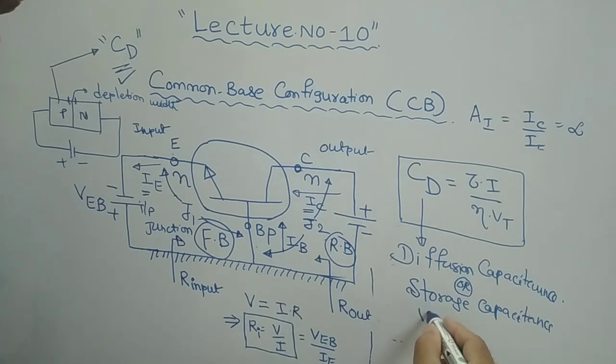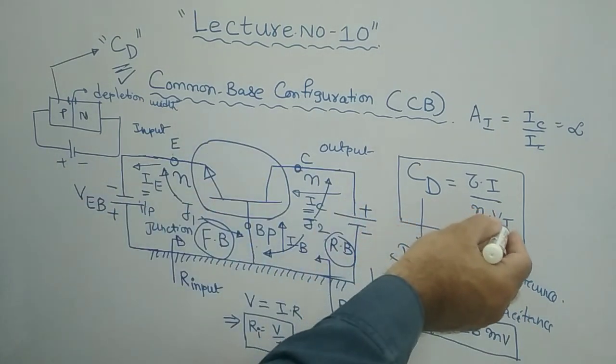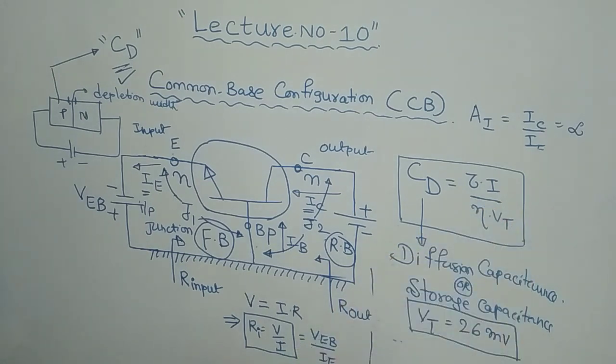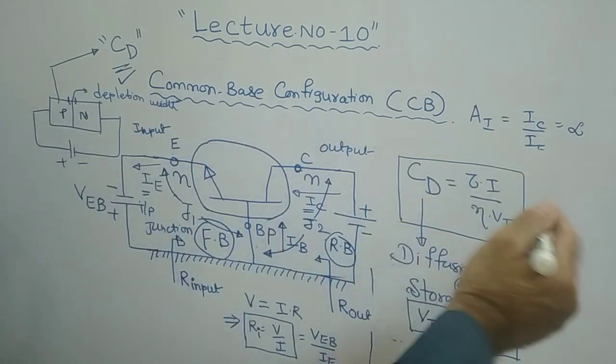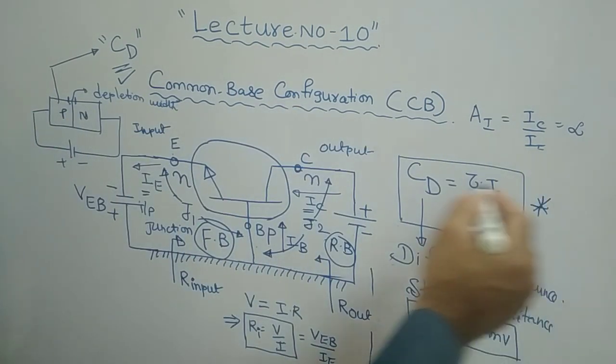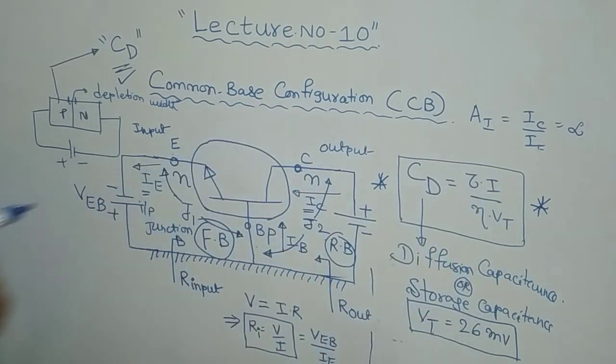You know what Vt is? Vt is 26 millivolts at room temperature. There is a formula, I think you have remembered that, Einstein's relationship. What is Einstein's relationship? This is the formula basically. Diffusion capacitance, remember that. This is the capacitance of the diode during forward bias condition.